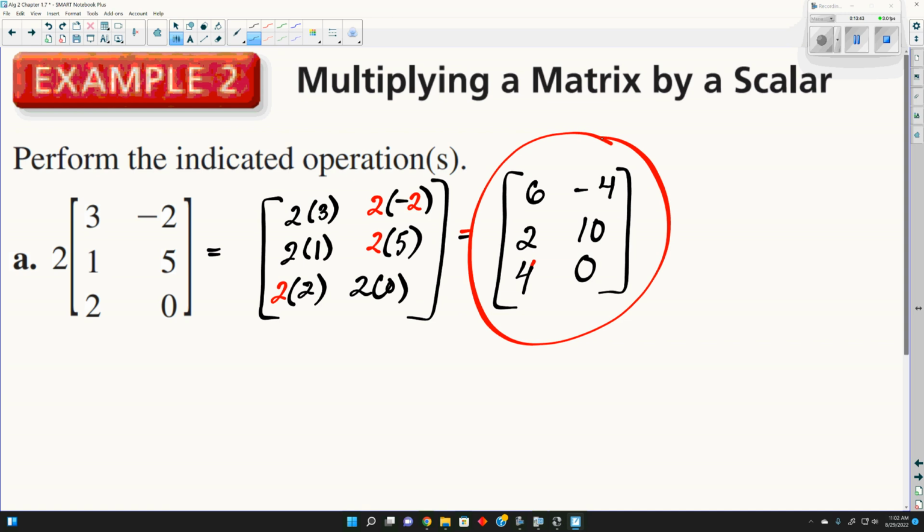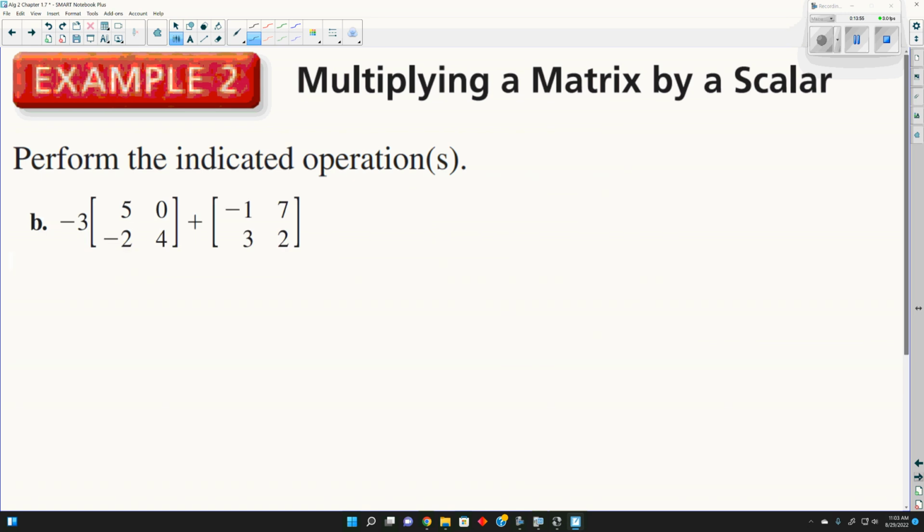We could have done this in the calculator by defining this matrix A and saying 2 times A, and then pulling up matrix A and hitting enter. It would do the same thing. We could also do this here. We can combine the two. We can apply scalars and add and subtract.